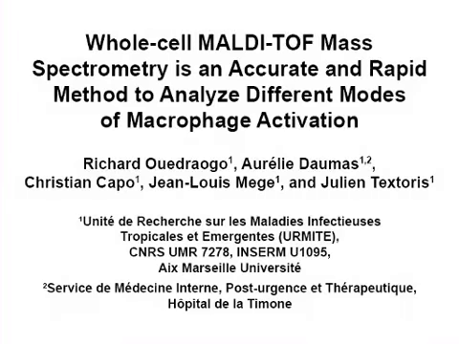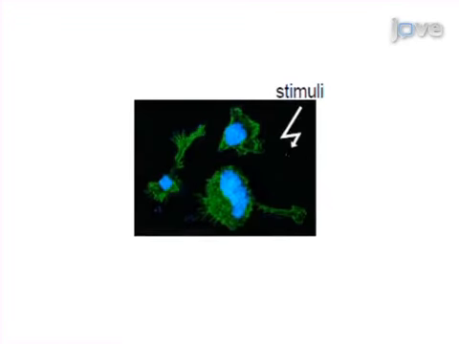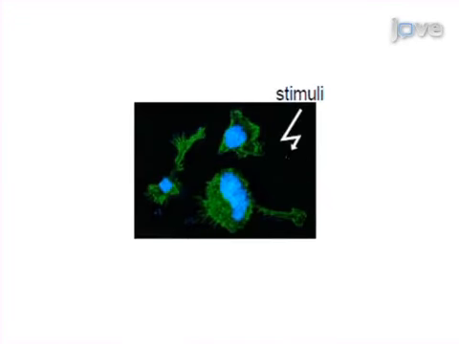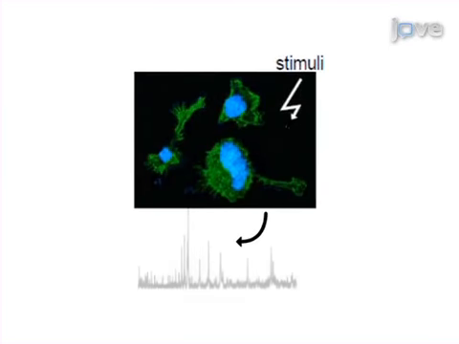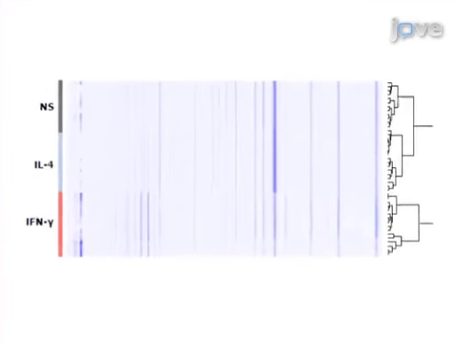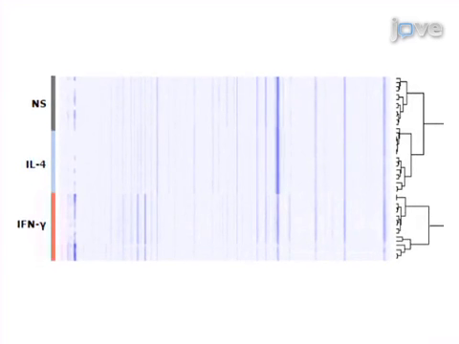This experiment uses whole-cell MALDI-TOF Mass Spectrometry to accurately analyze the multiple activation states of macrophages. First, derive the macrophages from CD14-positive monocytes, and then stimulate the cells with agonists like cytokines and bacteria. Analyze the samples by MALDI-TOF on a steel target, separating the proteins and obtaining a spectrum for each sample.